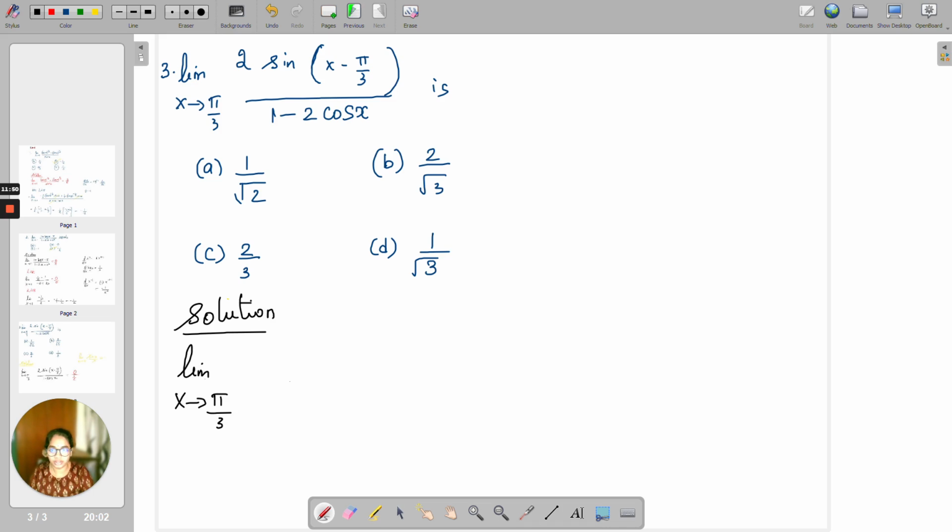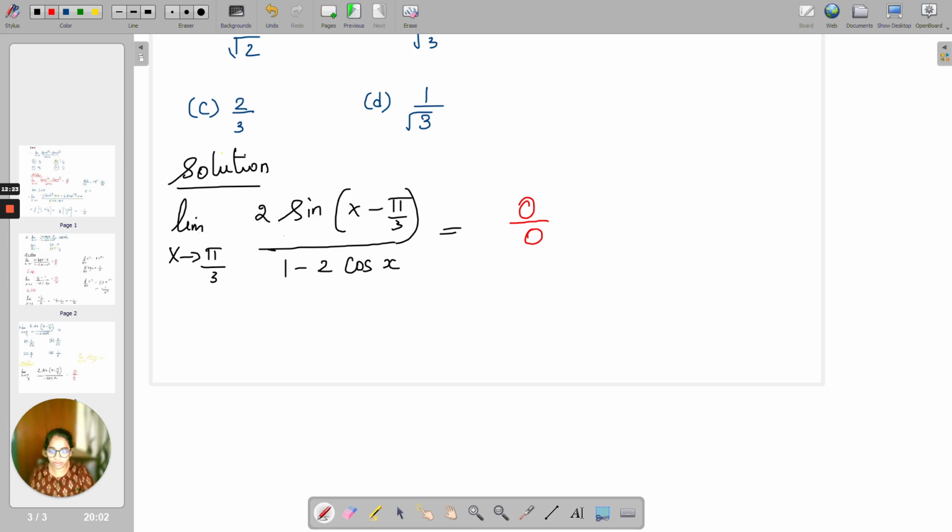Yes, I would get 2 sine, in the place of x, if I put pi by 3, I would get sine 0 over here. Yes, and in the denominator, I would get 1 minus 2 cos pi by 3. What is cos pi by 3? Cos pi by 3 is half. So 2 and 2 get cancelled. So I would get 1 minus 1, which is 0, right? So for sure, I would get 0 by 0 form. So I would have to use the L'Hospital's rule.